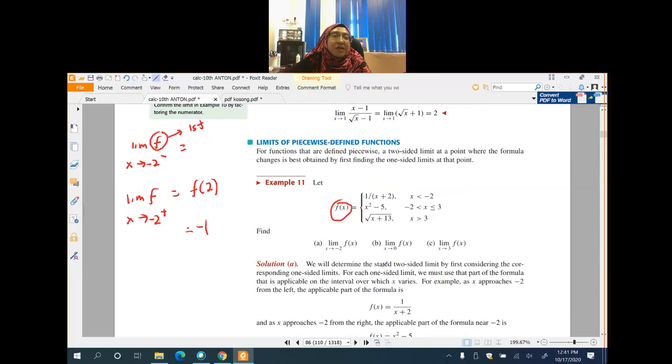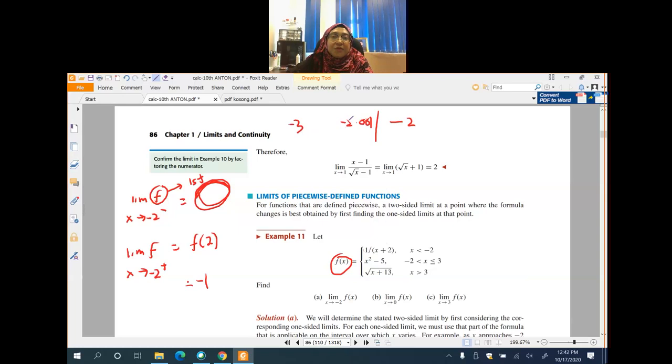So we compare. What is the value for this one? You can check by using table. Is this clear or not? Once you get from the table, or you can choose negative 2.0001. Can you please check for me what will be the values for f of negative 2.001? Is it a negatively large number or positively large number? If it is a negatively large number, then we can conclude that the limit is going to negative infinity. Negatively large number. So for this part here, it is negative infinity. You can conclude like that.